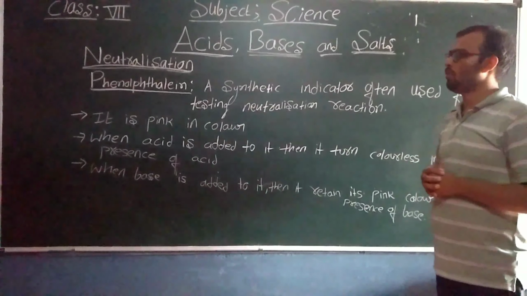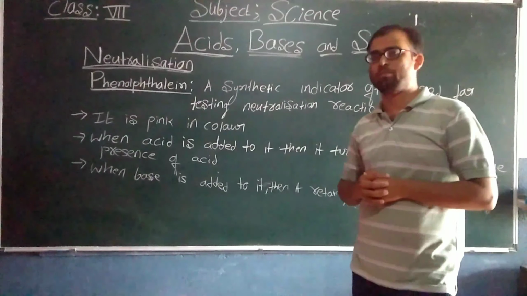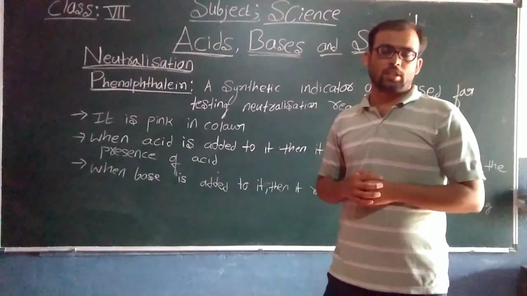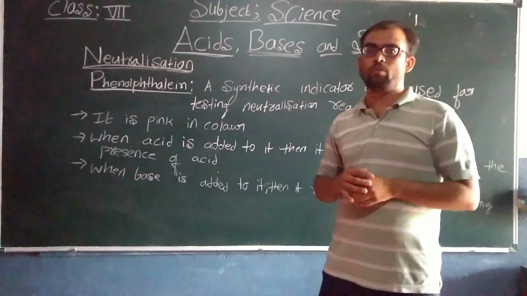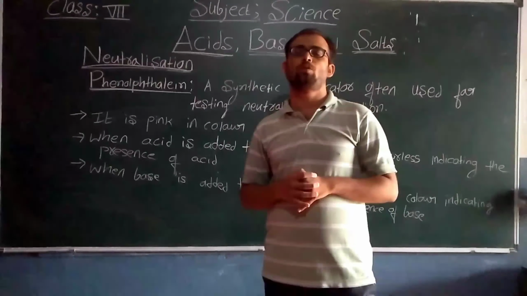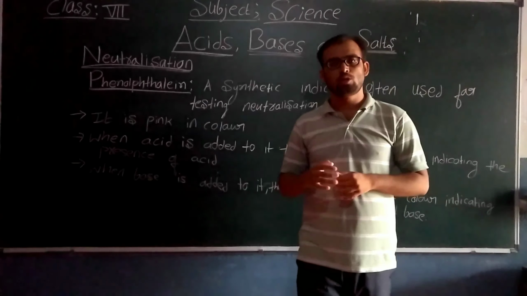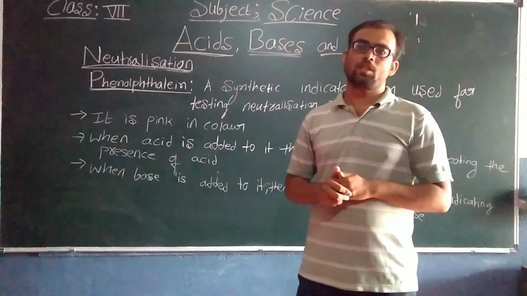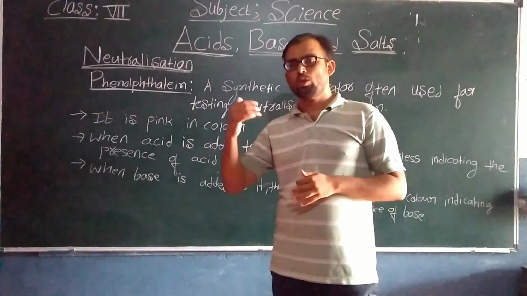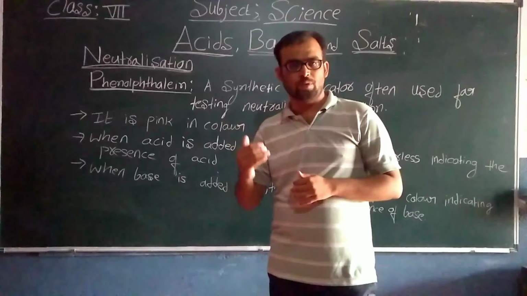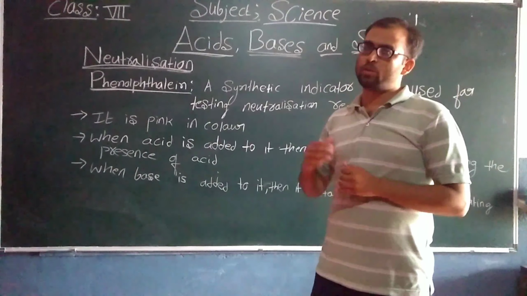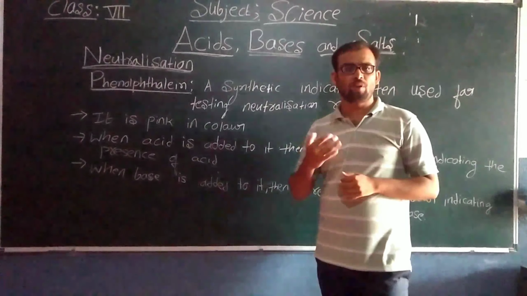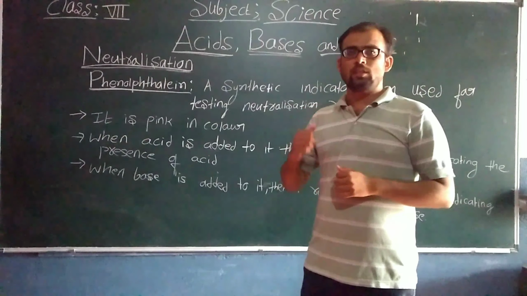Now we'll see about phenolphthalein. In previous classes we have studied that to determine whether a substance is acidic or basic, we use natural indicators. What are those natural indicators? Litmus, turmeric and pink rose. To identify whether a substance is an acid or a base, we use those three natural indicators.